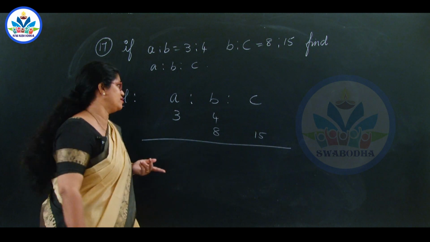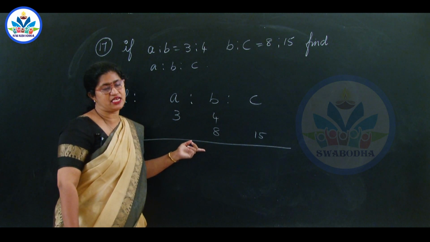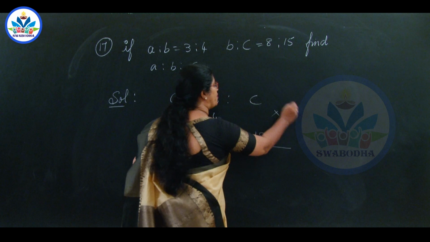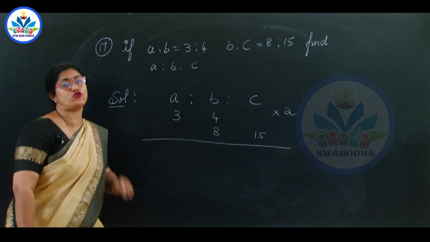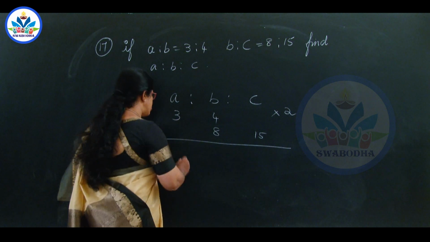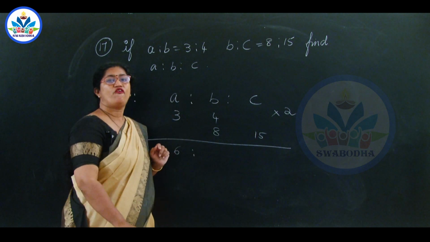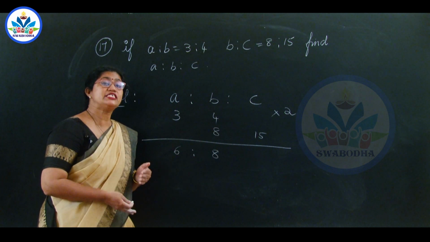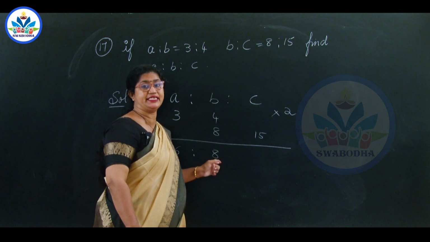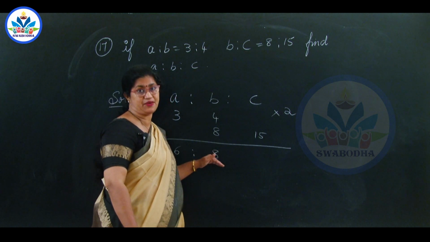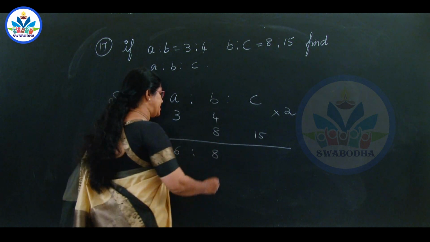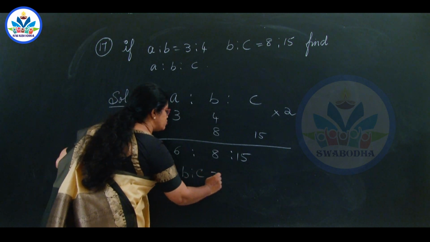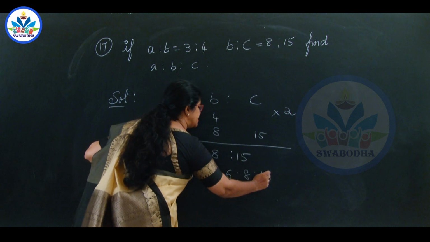Make it equal. This is 4 and this is 8. How to make it equal? I can make both of them 8 if I only multiply the first row by 2. When I multiply the first row by 2, what do I get? 3 into 2 becomes 6, 4 into 2 becomes 8. Now come to the second row, that is also 8, so I will remain here itself. I will not write it down because it's the same value. Next one here, it is 15, and therefore you get the answer. A is to B is to C is 6 is to 8 is to 15.